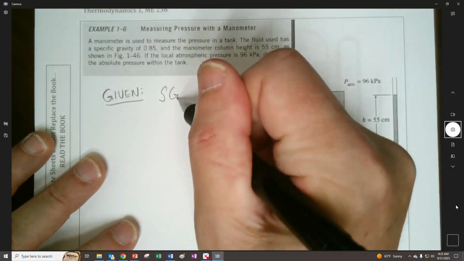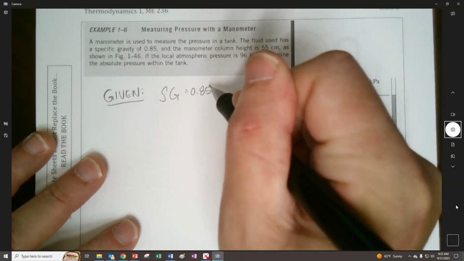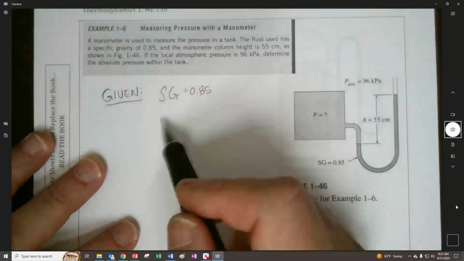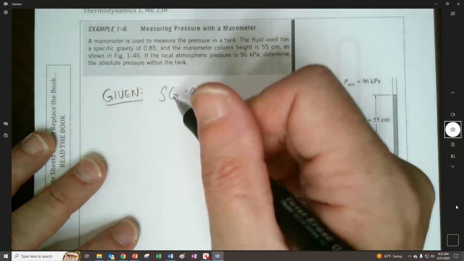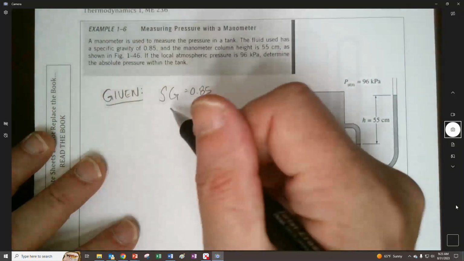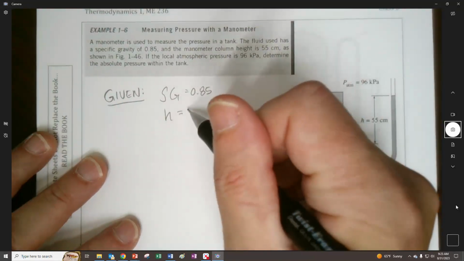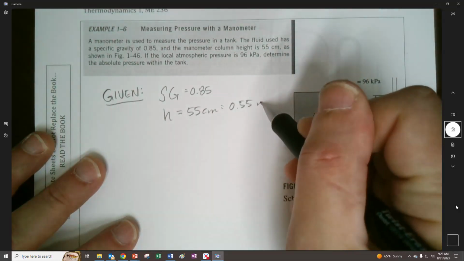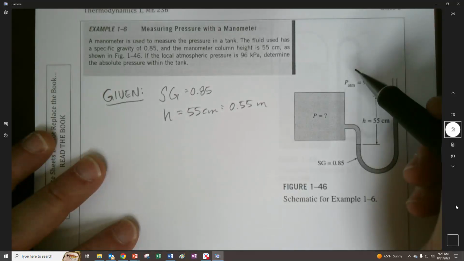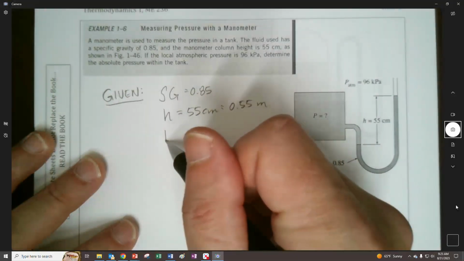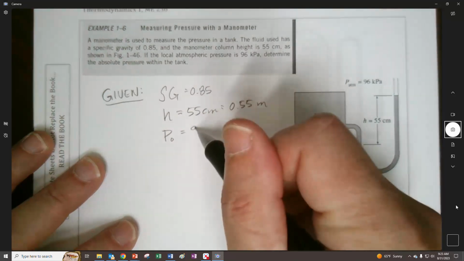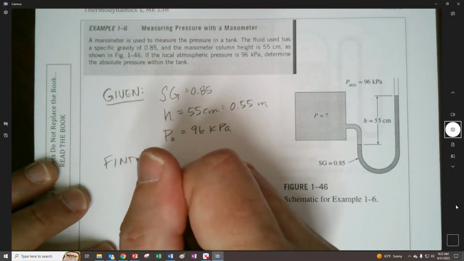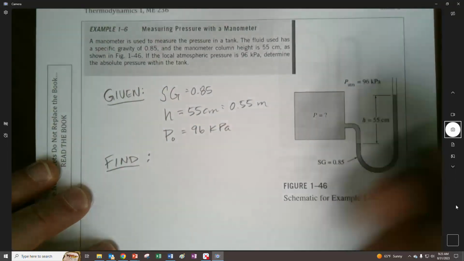So here, I'll write the specific gravity is 0.85, and of course that's a way to get the density or the specific weight. You just have to multiply that by the specific weight or the density of water. And let's call the height h. I like little h better than big H. It's 55 centimeters, which is 0.55 meters. Divide that by 100. That's the easiest way to remember that. And the atmospheric pressure, we'll call it P0, is going to be 96 kilopascals. And find, we just called it P, so we'll call it P.